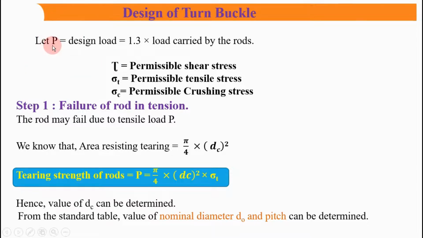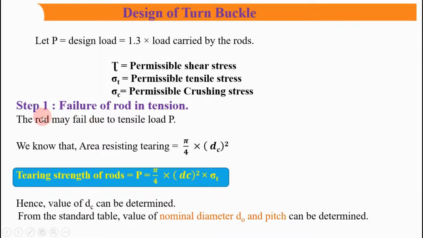Let P be the design load, and we have seen this design load is 1.3 times the load carried by the rods. Whatever load is given, we need to multiply it by 1.3 or 1.4. We have seen it earlier in the notations slide. Then tau denotes permissible shear stress or allowable shear stress. Sigma t denotes permissible tensile stress or allowable tensile stress. Sigma c denotes permissible crushing stress or allowable crushing stress. Now we need to check all this.